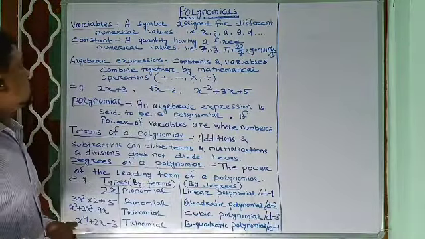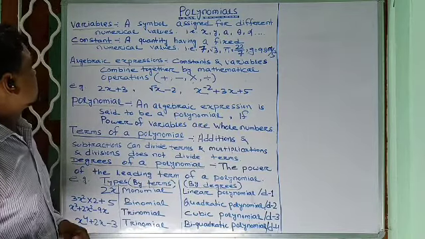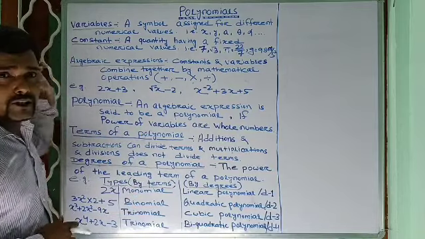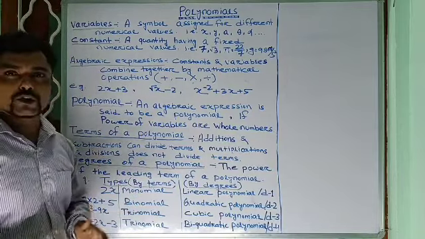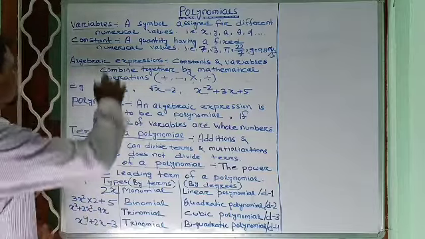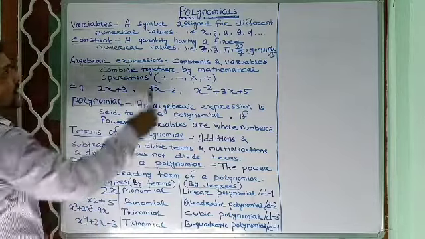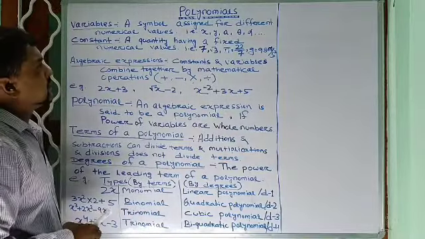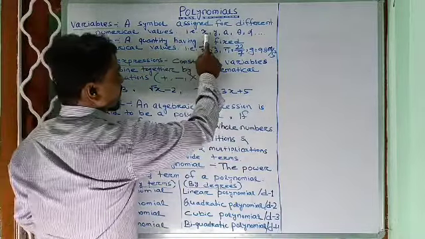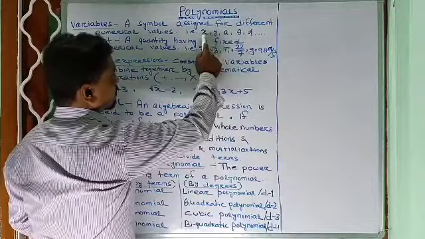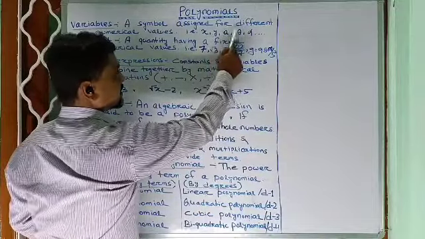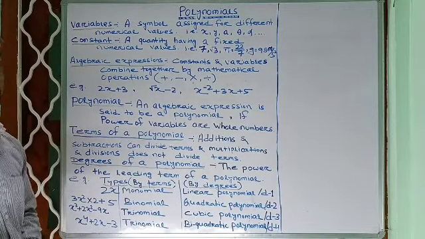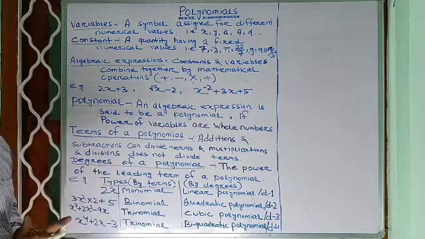Before going to discuss polynomial, I would like to discuss variable, constant and algebraic expression. It is necessary to know about these three terms. After that we will understand polynomial. Variable. What is a variable? A symbol assigned for different numerical values. That is, we can take an alphabet or any other symbol: x, y, a, theta, alpha. These are examples of variables, which don't have any fixed numerical values.